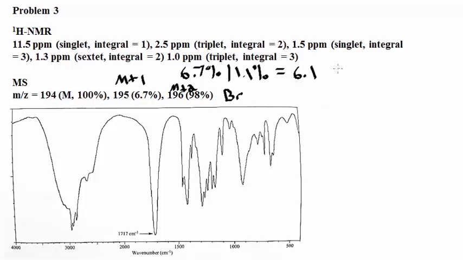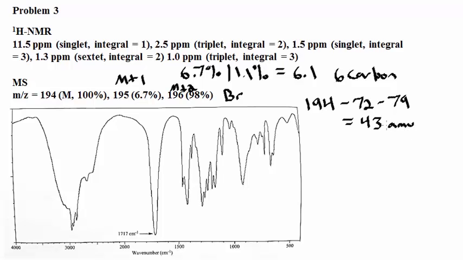So let's just assume then that we have 6 carbon atoms and a bromine. So taking the 194 molecular mass, we have 194 minus 6 times 12, or 72, minus the bromine molecular weight that we're going to use, 79, which leaves us 43 AMU to dish out to oxygen, nitrogen, and hydrogen.